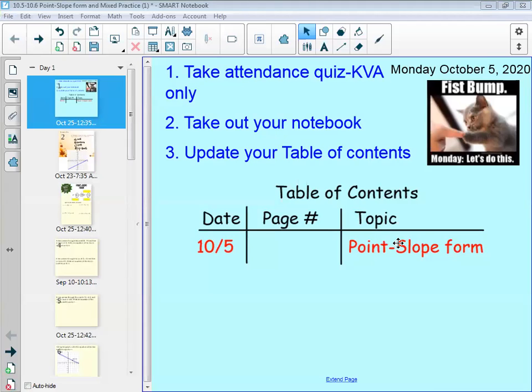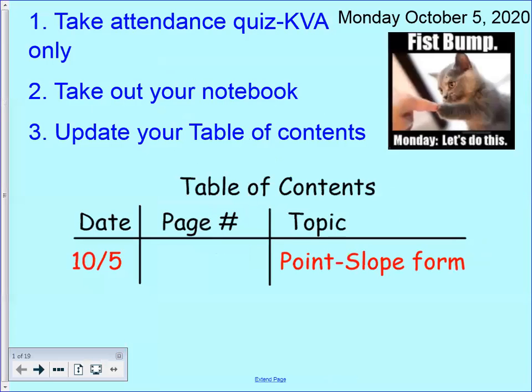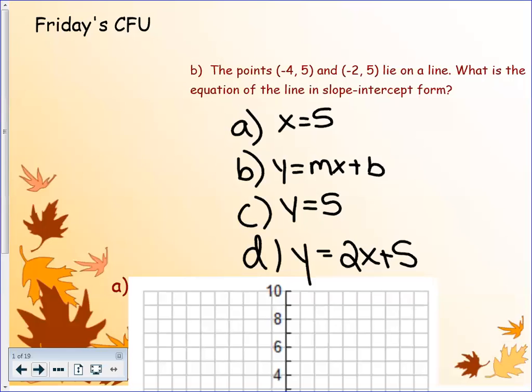All right, everybody, today is the 5th. Make sure you update your table of contents. Make sure you take out your notebook and update that table of contents and start your attendance quiz. Today we are talking point slope forms. So that's what you should be putting in your table of contents for today.